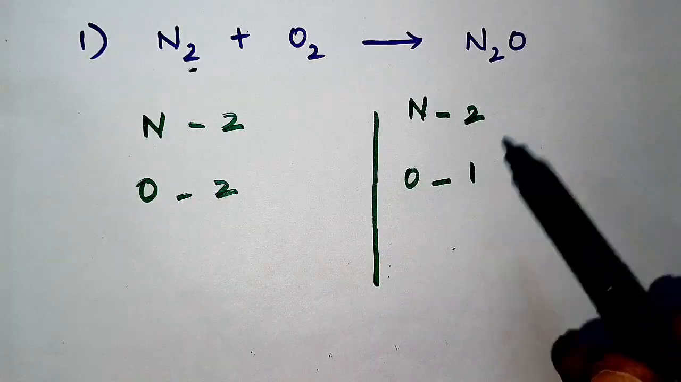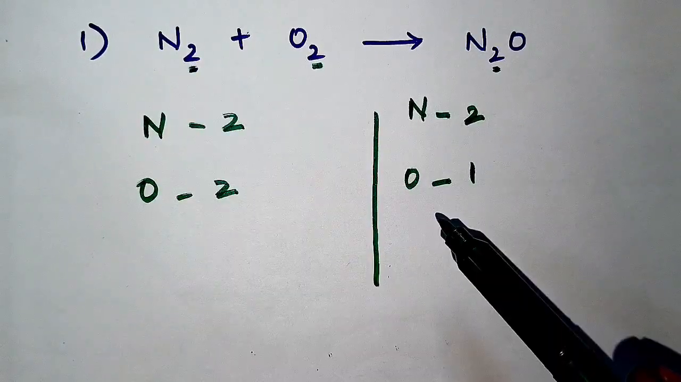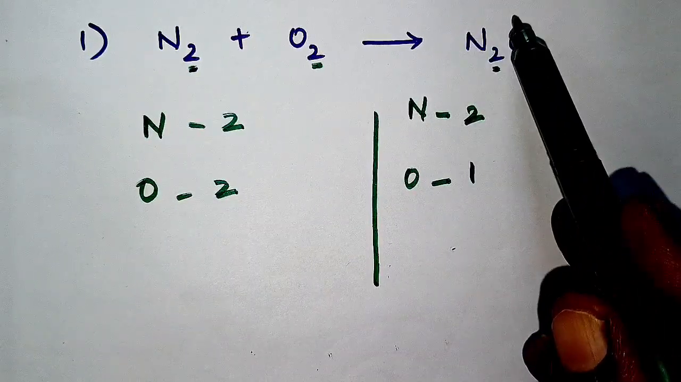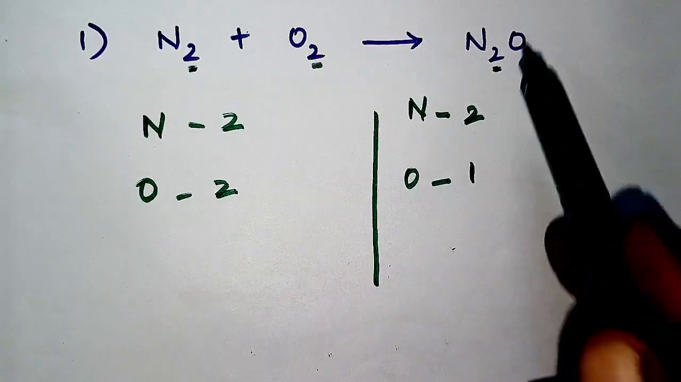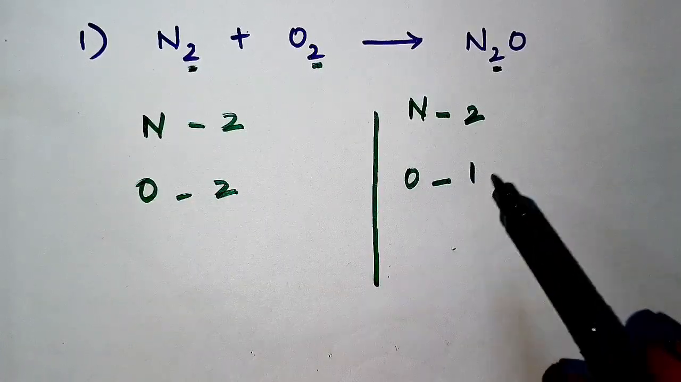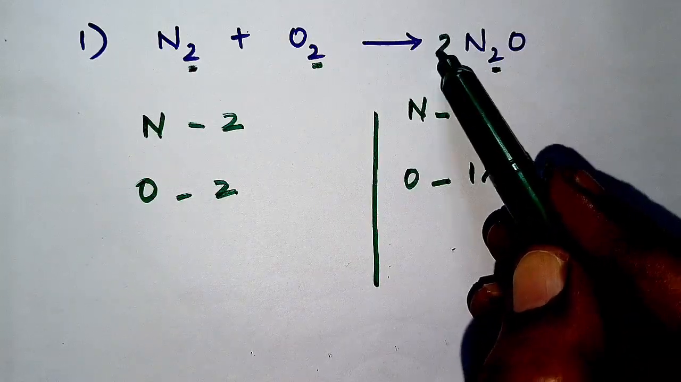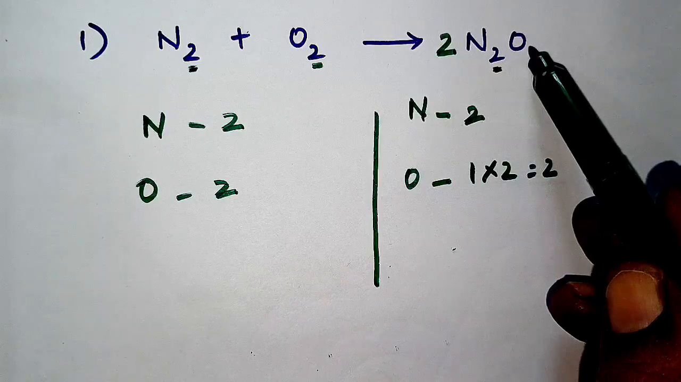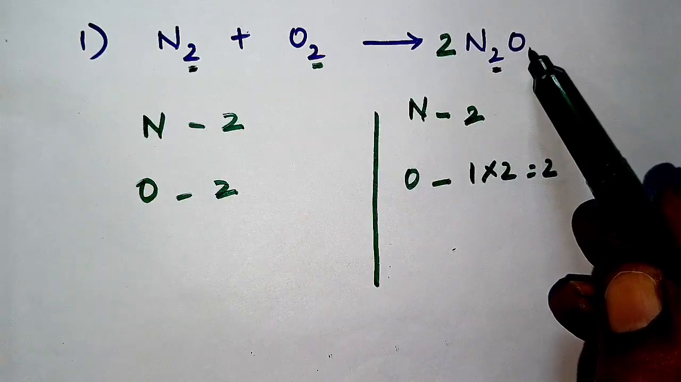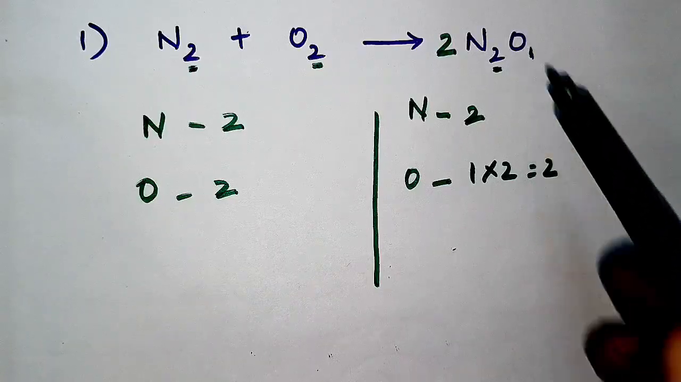When you balance a reaction, you can't change the subscripts of your chemical formula. Okay, so this is your chemical formula of nitrous oxide. In the product side, you need 2 oxygen, then only it will balance. So you have to put 2 in front of your chemical formula. Okay, so now you have 2 oxygen. If you don't have any number in the subscript, it means it is 1. So 2 into 1, 2. So there are 2 oxygen now.